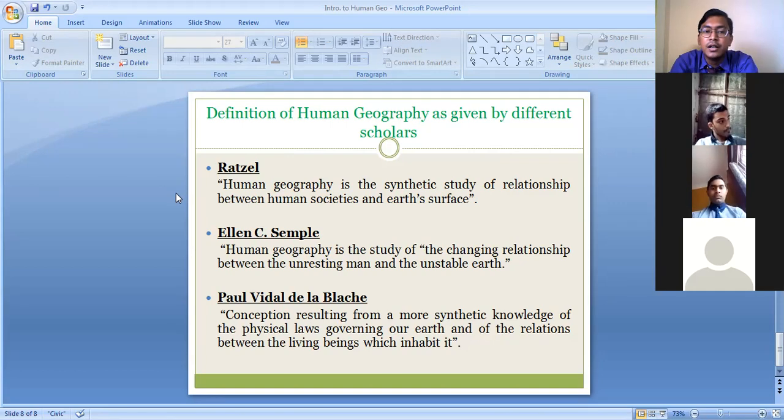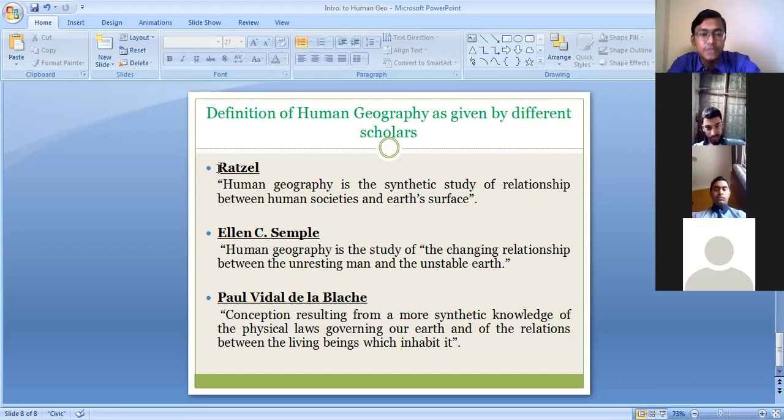Some of the most important human geographers are Ratzel, Ellen C. Semple, and Paul Vidal de la Blache. They have given the definition of human geography in their own language in different ways. Now we are going to study the definition of human geography given by these three geographers: Ratzel, Ellen C. Semple, and Paul Vidal de la Blache.